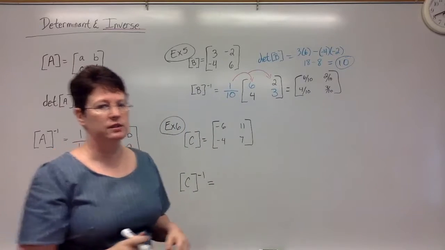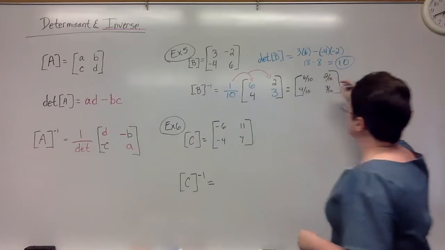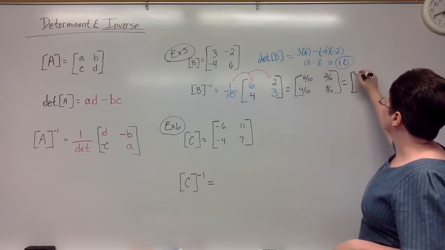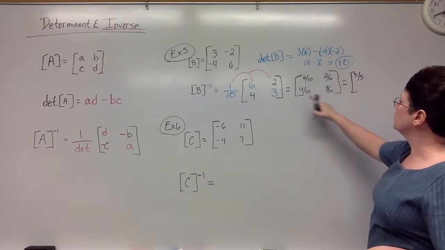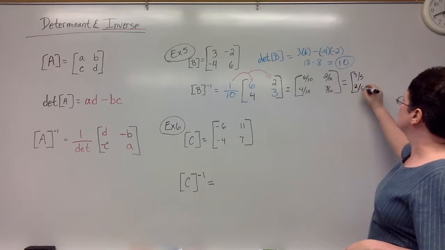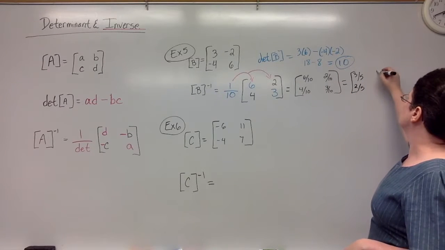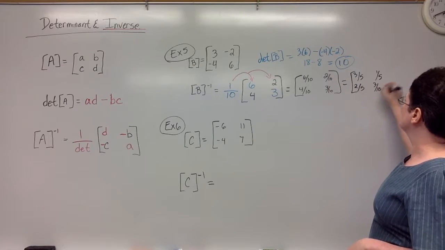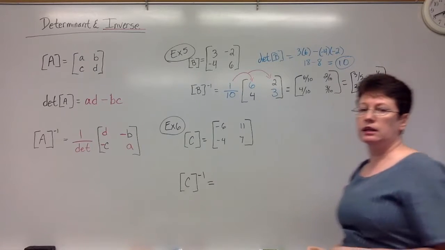Yes, we are going to simplify. 6 divided by 10, that can be reduced to what fraction? 3/5. 4 over 10 is 2/5. 2 over 10 is 1/5. 3 over 10 cannot be simplified, so it stays.